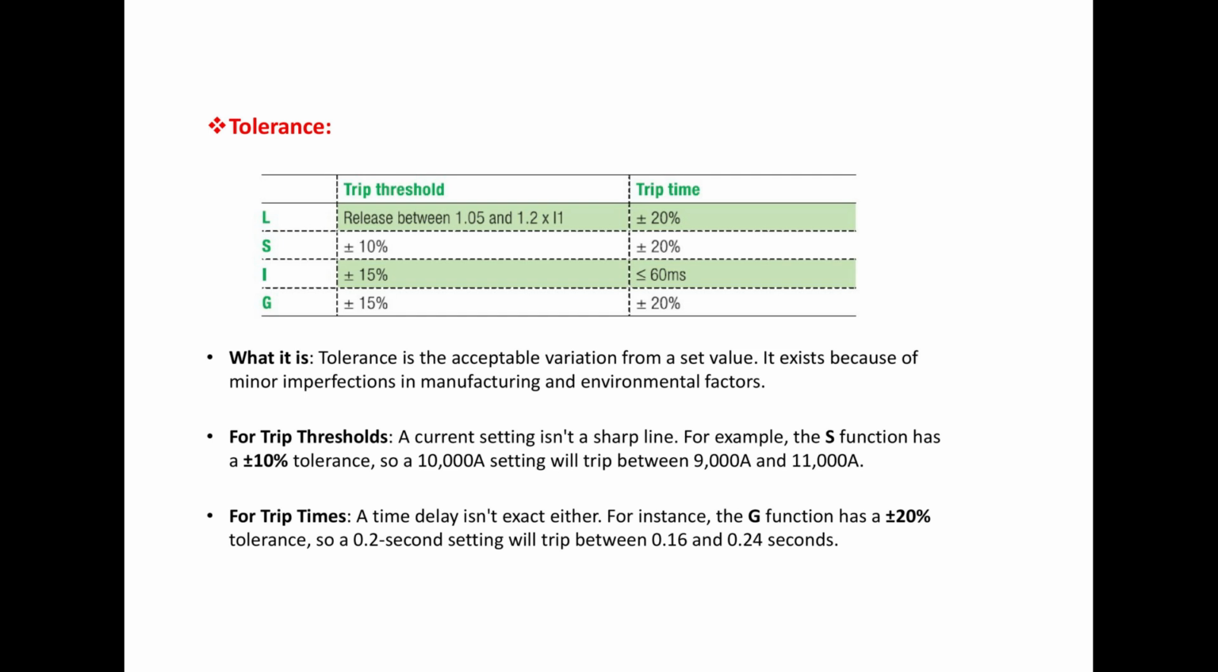Similarly, trip times are not exact. For the G function, a plus minus 20% tolerance on a 0.2 seconds setting means the actual trip time could be between 0.16 and 0.24 seconds.